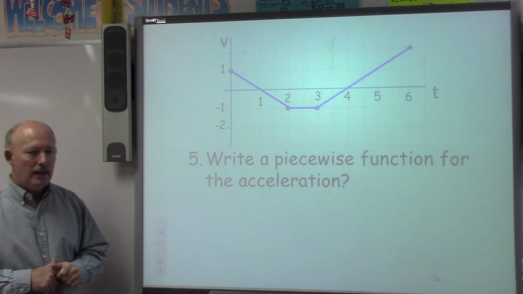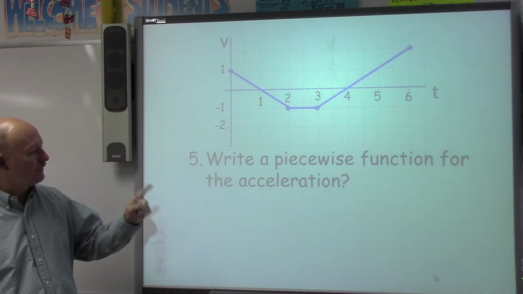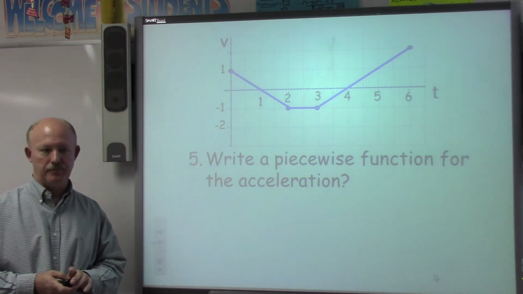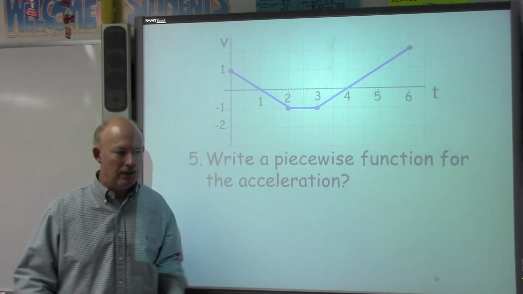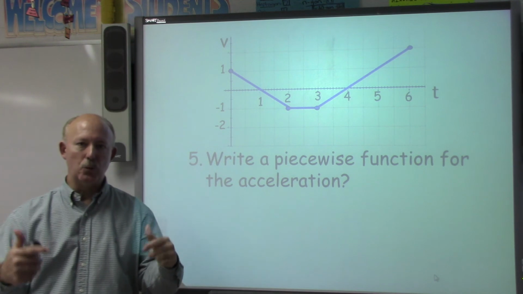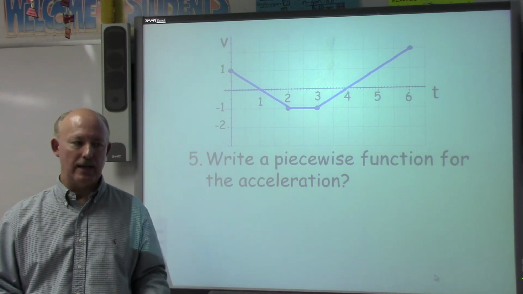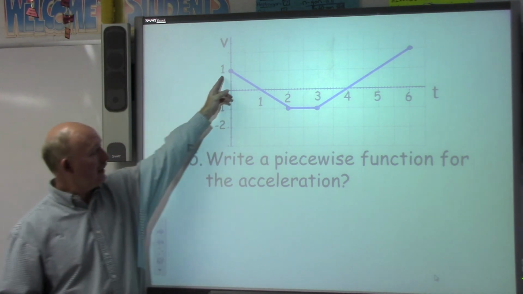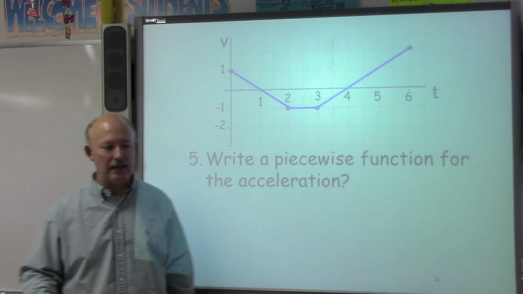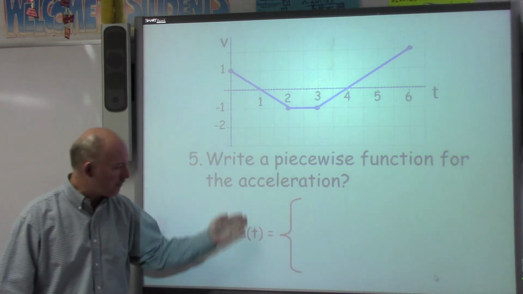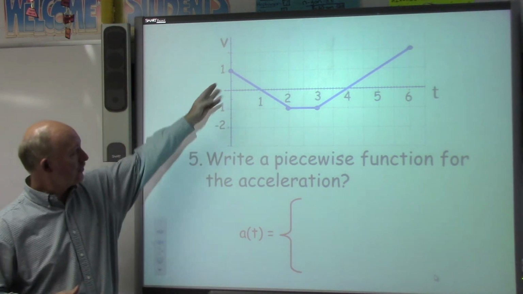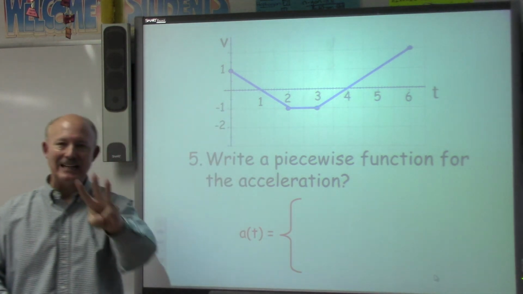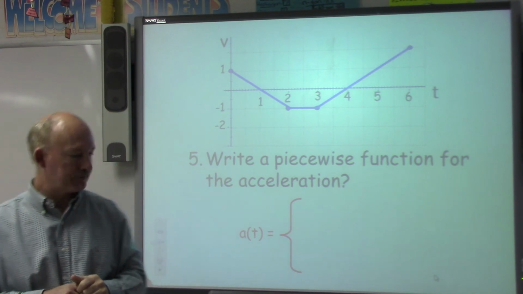So one more. Let's see if we can write a piecewise function for the acceleration. Now this is our velocity graph here. Now acceleration is the derivative of the velocity. Now when we talk about the derivative, we're talking about the slope of each line segment. So down at the bottom, I'm going to start my piecewise function. Now you have to do this in parts because you have 3 different line segments. You're going to take the slope 3 times.